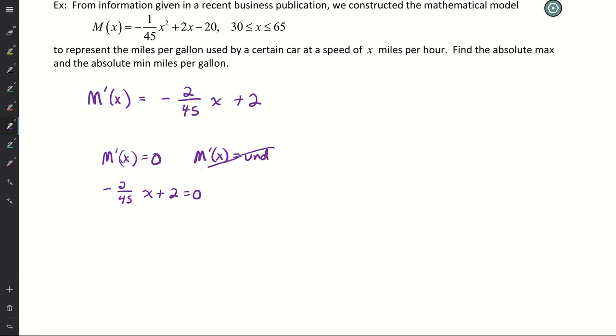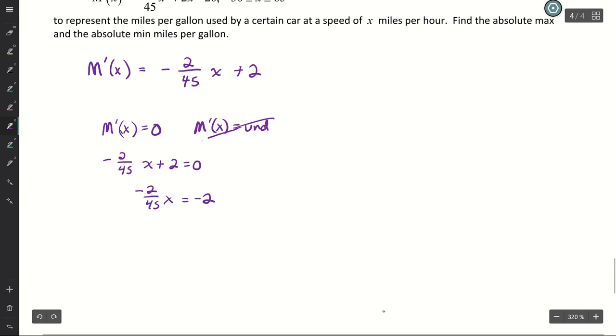All right, on there I'm going to subtract over the 2. So negative 2 over 45x equals negative 2. And then what I'm going to do is multiply both sides by the reciprocal of this fraction here. So it would be 45 over negative 2 on both sides. And that way this all cancels. That leaves me with just x. Over here, the negative 2's would cancel. That leaves me with 45. So 45 is my critical number.